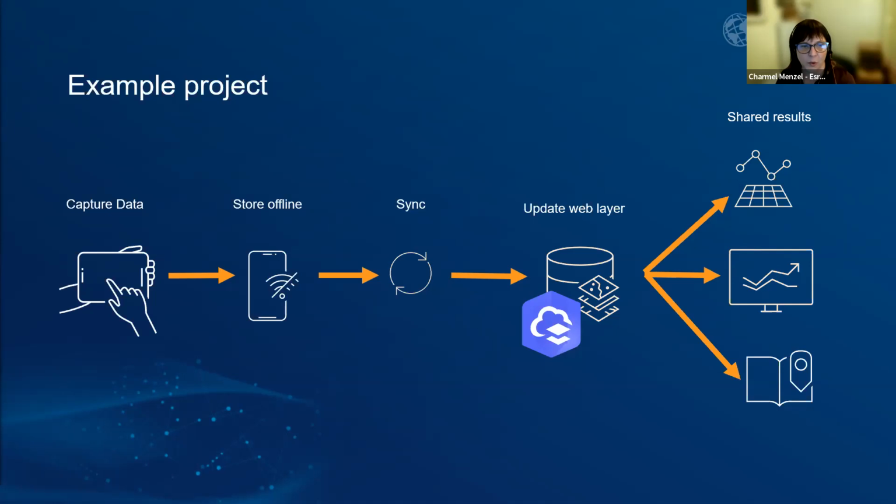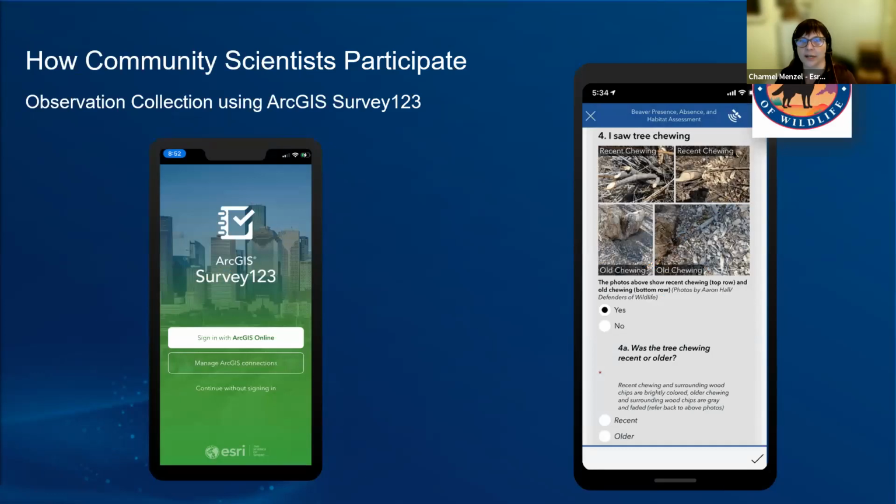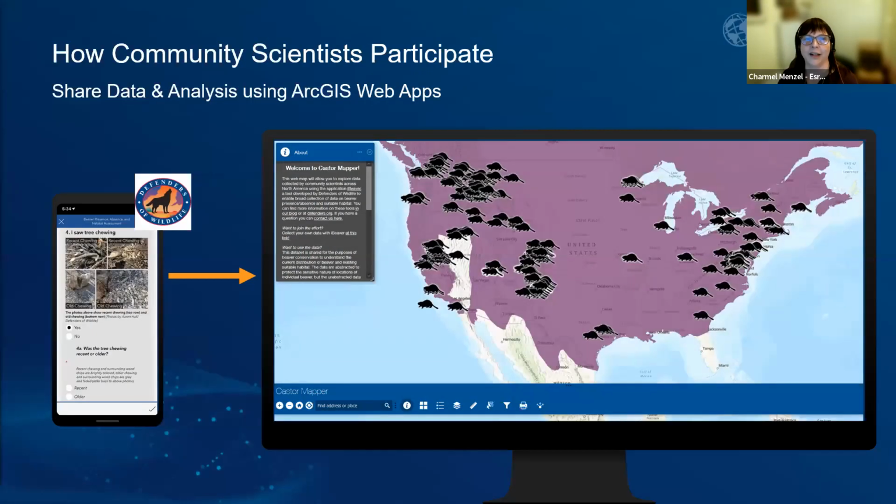And so let me go through this with one organization. Of all the ArcGIS field apps that are available, ArcGIS Survey123 is the most prevalent amongst community scientists. In this example, the iBeaver tool was developed by Defenders of Wildlife. It enables the collection of beaver presence and absence and suitable habitat. Once that data has been captured, Defenders of Wildlife staff go through quality control with an ArcGIS web application, and then make it publicly available through an ArcGIS web application. It's all part of the umbrella.